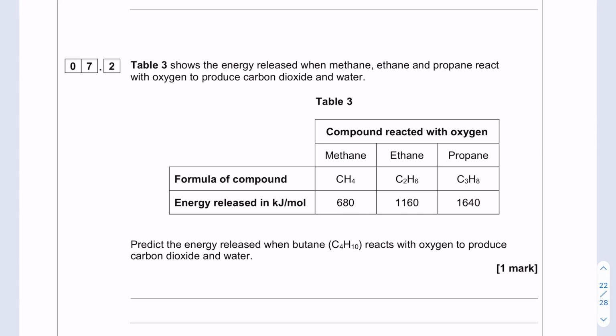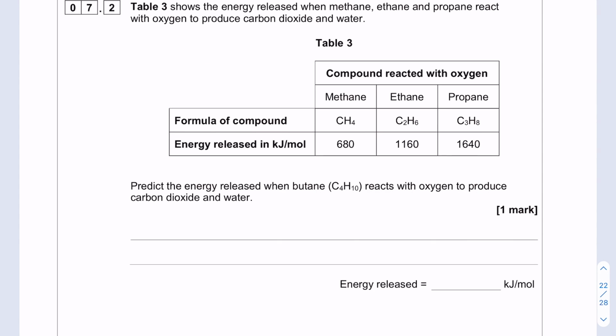Table 3 shows the energy released when methane, ethane and propane react with oxygen to form carbon dioxide and water. Predict the energy released when butane, C4H10, reacts with oxygen to produce carbon dioxide and water. So butane has 4 carbon atoms. So if we look at this trend, it increases the energy released. Let's work out the difference between these numbers. So that's 480. Yeah, that's also 480. So we need to add 480 to 1640 to get our value for butane.